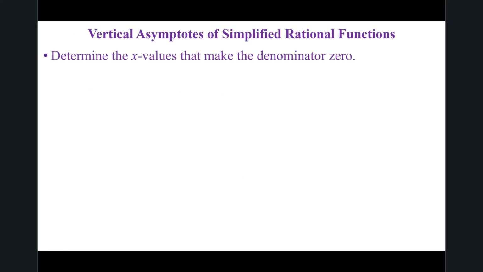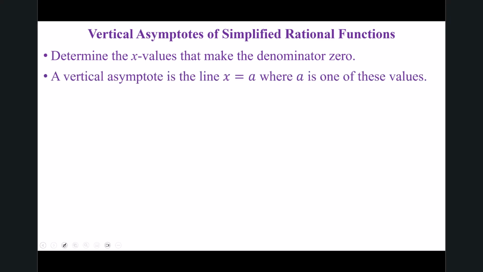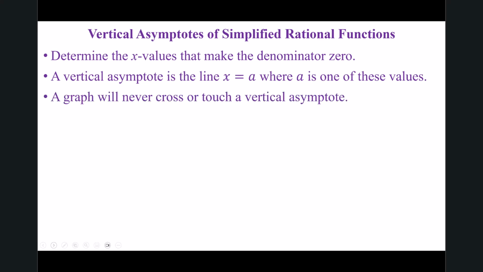When we find vertical asymptotes, we're going to find the asymptote of the simplified rational function. So if we can cancel out like factors, we'll do that before finding the asymptotes. So first thing you're going to do to find a vertical asymptote after you've simplified the function is determine the x values that make the denominator 0. And then the vertical asymptote will be the line x equals a, where a is some value where the denominator is equal to 0. Now remember, a graph will never cross or touch a vertical asymptote. If our denominator equals 0, the graph can't be defined there, so the graph will not cross a vertical asymptote.